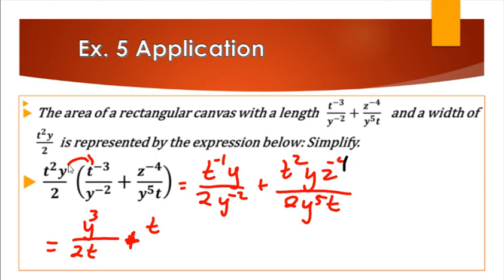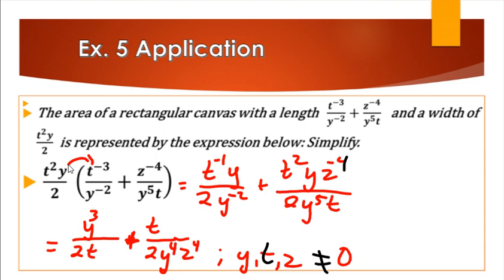Y1 minus 5 gives you y to the fifth, or y to the negative fourth. So y to the negative fourth has to stay in the bottom. And then z to the negative fourth, z to the fourth in the denominator. And this would be our answer. And then we have y, t, and z cannot equal 0. So this was a longer lesson going through more examples of simplifying rational expressions.